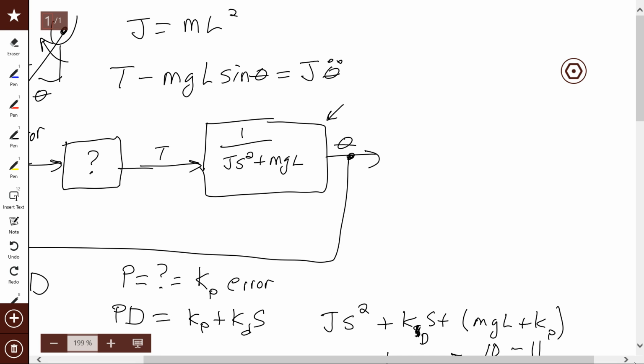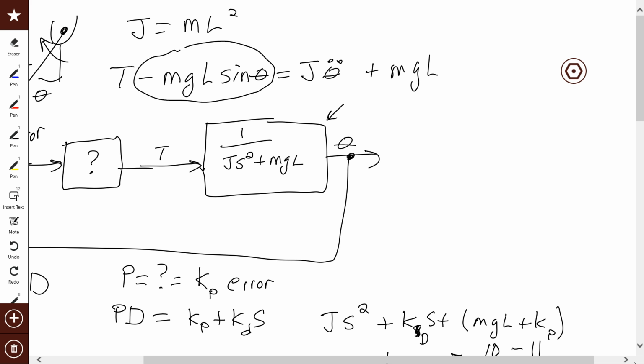Right here. Bring this guy over. So you have plus MGL. What happens to the sine of theta? Linearize it, right? Becomes theta. There's a plus here. There's a plus here. What did I say if they flip? You know you made a mistake. Well, if they change signs, it will be unstable. Anyway, check that. It'll end up being unstable.